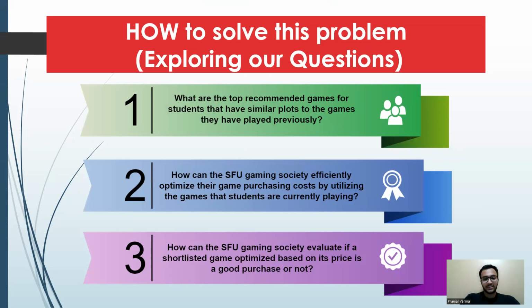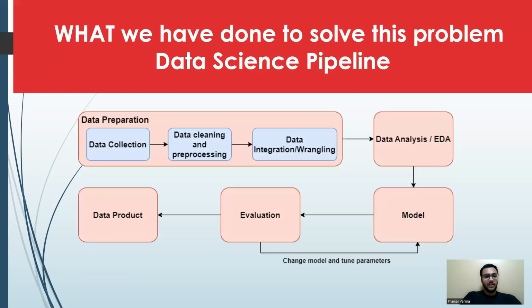We also discussed this problem with the SFU Gaming Society and the SFSS Society, asking why this problem exists. They told us that they have purchased games, but students don't play them, and they have invested a lot in those games. So we are also giving them a solution: we will recommend games which are cost effective, so they can plan their budget accordingly. Third, how can the SFU Gaming Society evaluate whether a shortlisted game which we are recommending will be a good purchase or not? Now we have the why of the problem and the how of the problem.